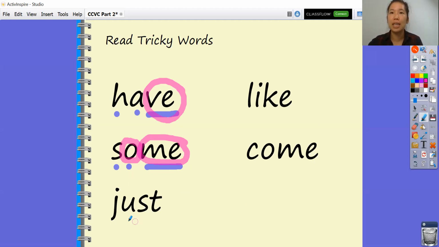Next word we've got here is just, just. We'll use the other color again. Just, just. So the tricky part here in this one is the st. So remember, when we've been looking at the consonant blends, this is at the end. So this end consonant blend. It's the same as what we've been doing, but it's at the end of our word rather than the start of our word. Okay. So that's a tricky bit.